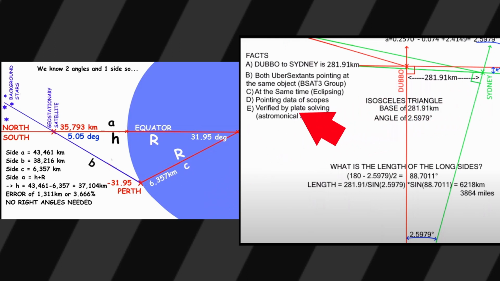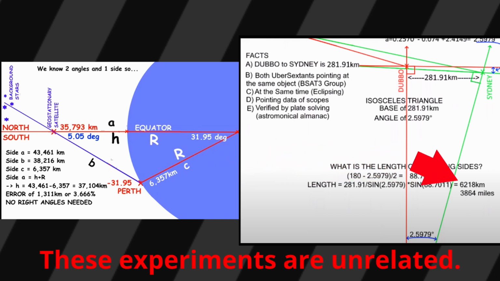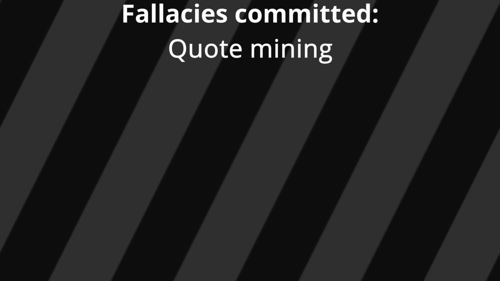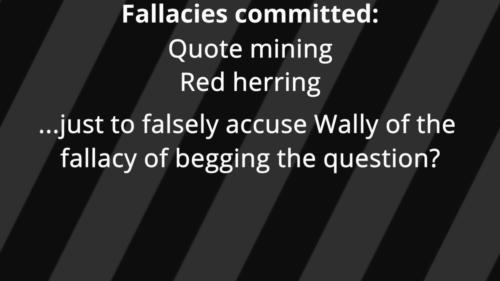The conclusion of this one is that the height of the satellite, H, is 37,000 kilometers, while this one's conclusion is that the radius of the Earth, R, is 6,200 kilometers. These are two completely different experiments. What a joke! You cut a quote out of context, which is the quote mining fallacy, used it to dismiss the conclusion of a completely irrelevant experiment, which is the red herring fallacy, in order to falsely claim that Wally was committing the circular reasoning fallacy.